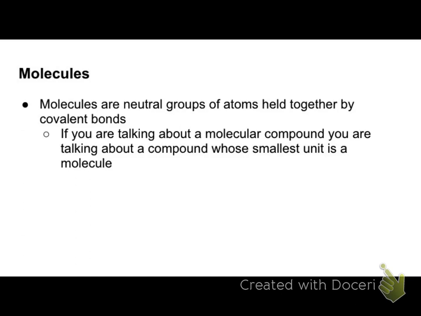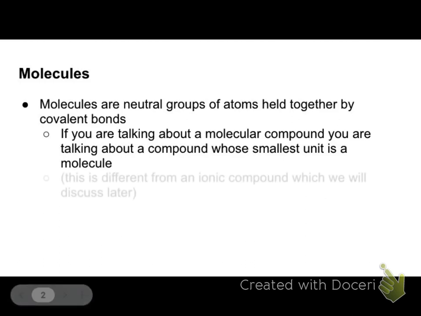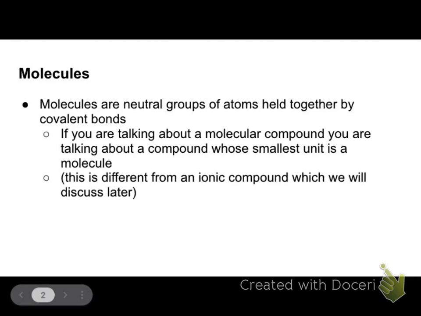If you're talking about a molecular compound, you're talking about a compound whose smallest unit is a molecule. I know this sounds a little redundant because I just said it, but this is going to be different than an ionic compound. So we're going to have different types of compounds. Compounds where you have different atoms, but a molecular compound is specifically a compound that's formed by covalent bonds and is neutral. So when I talk about a molecular compound, I'm talking about covalent bonds. When I talk about an ionic compound, it's going to be talking about ionic bonds, which we will discuss in the next section, that type of compound.